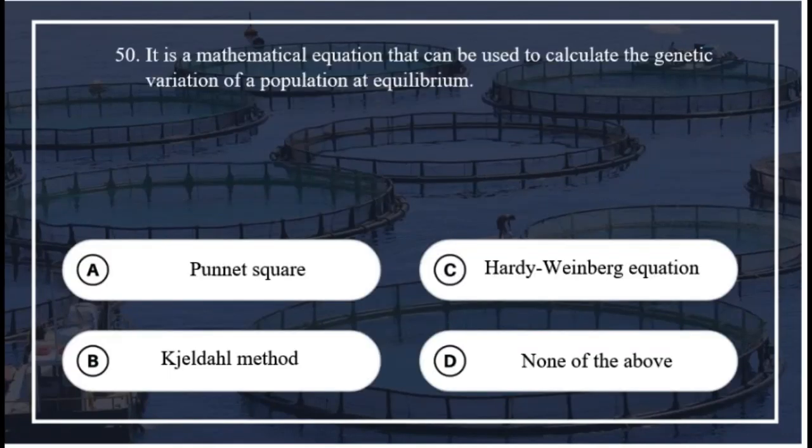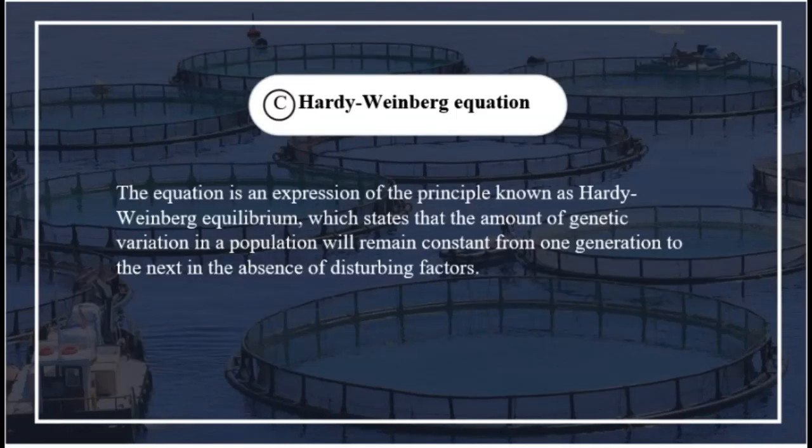50. It is a mathematical equation that can be used to calculate the genetic variation of a population at equilibrium. A. Punnett square. B. Kagel-Dall method. C. Hardy-Weinberg equation. D. None of the above. Answer. D. The equation is an expression of the principle known as Hardy-Weinberg equilibrium, which states that the amount of genetic variation in a population will remain constant from one generation to the next in the absence of disturbing factors.